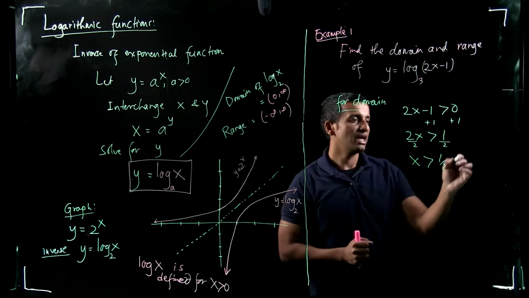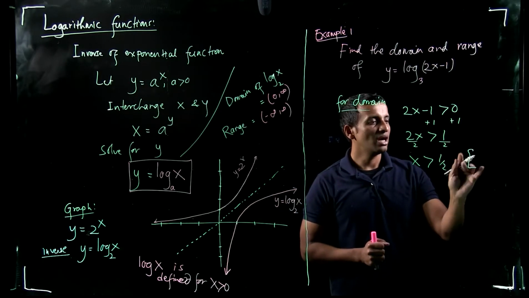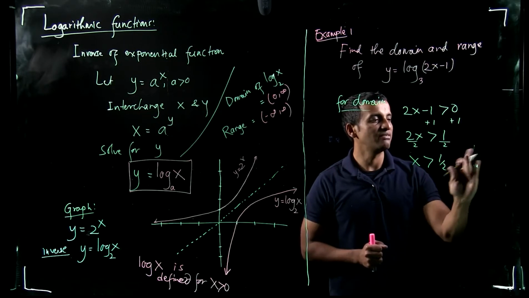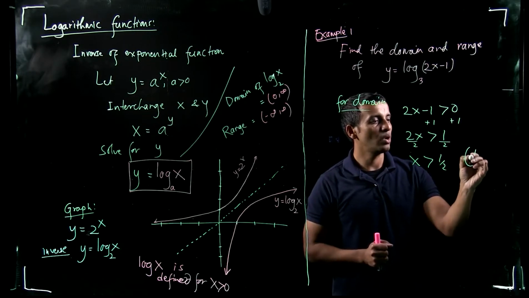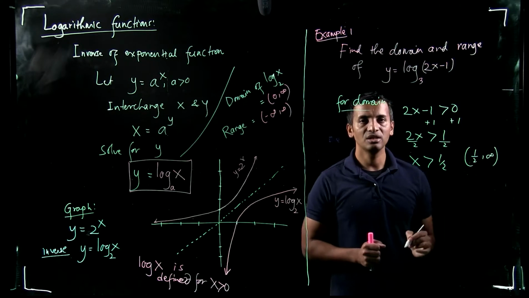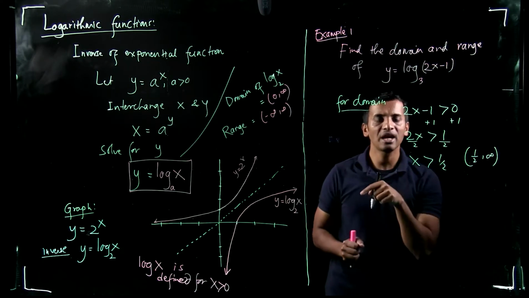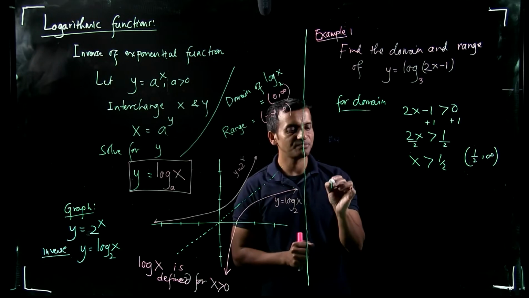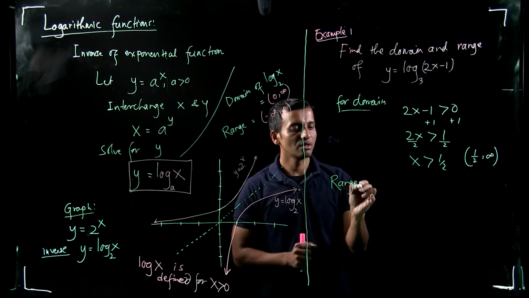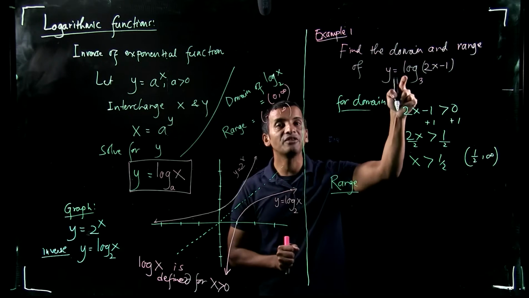So what is the domain then? X greater than 1/2 means not equal to 1/2. It is greater than 1/2. So the domain is 1/2 through infinity. This is the domain of the log function there. So how do I find the range? To find out the range, what you do is you find the inverse of that.